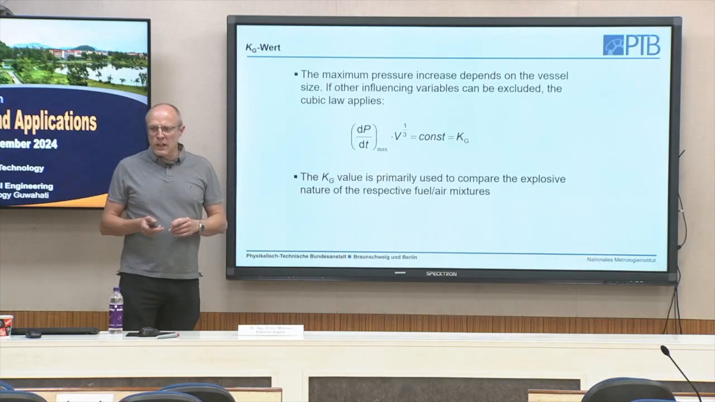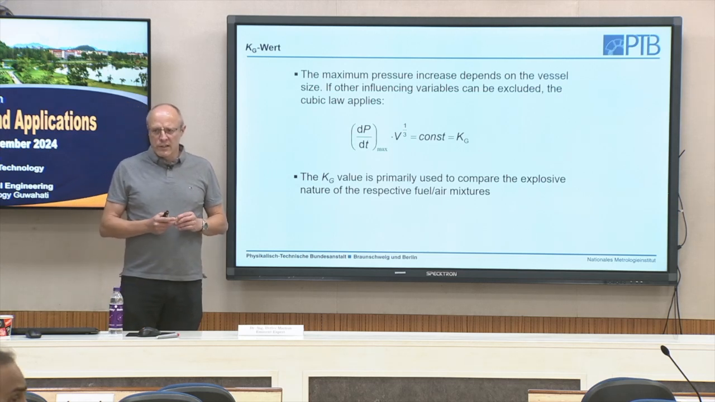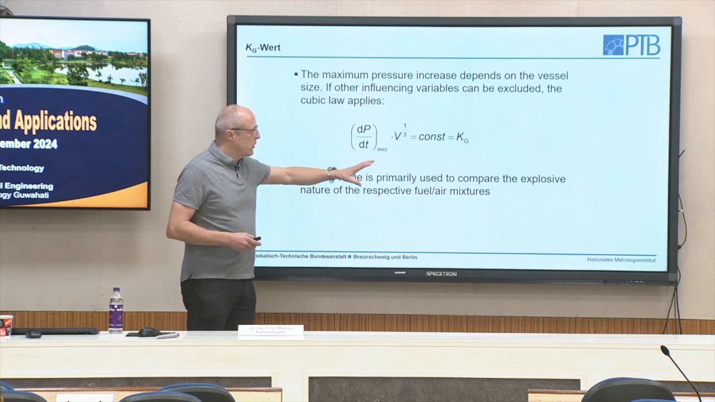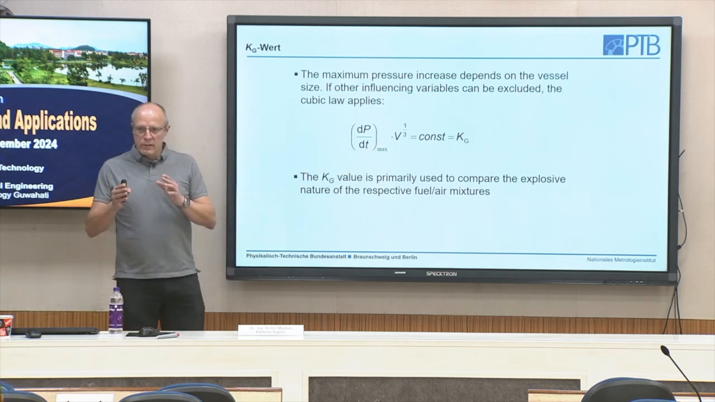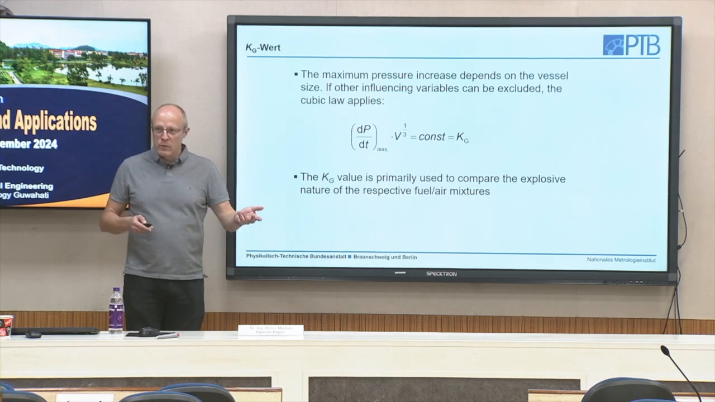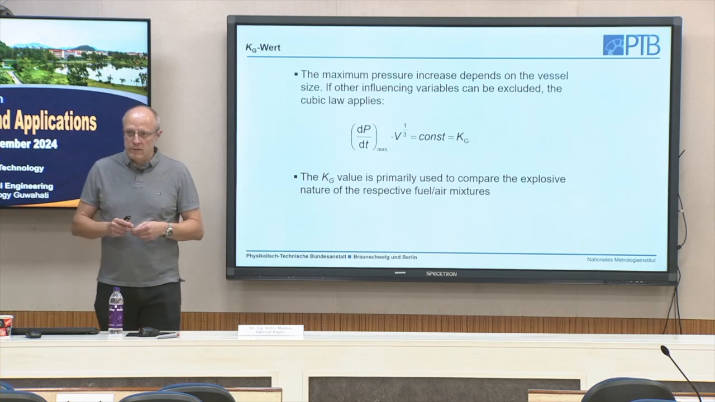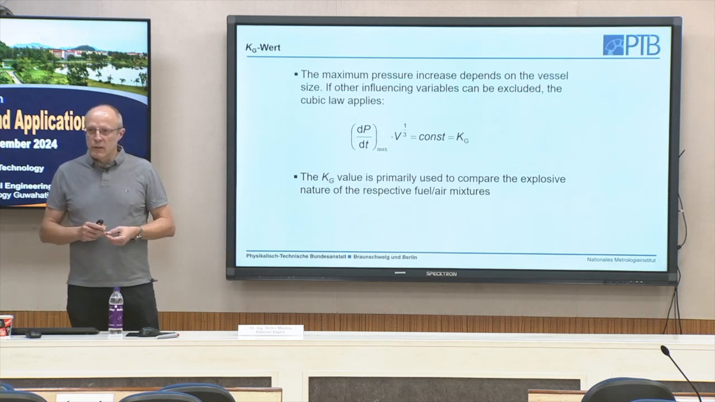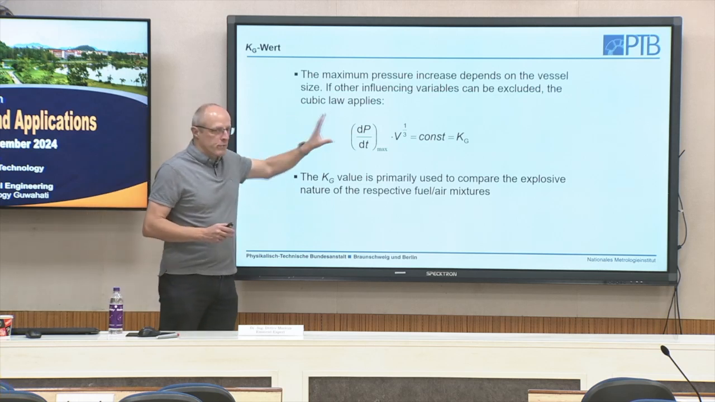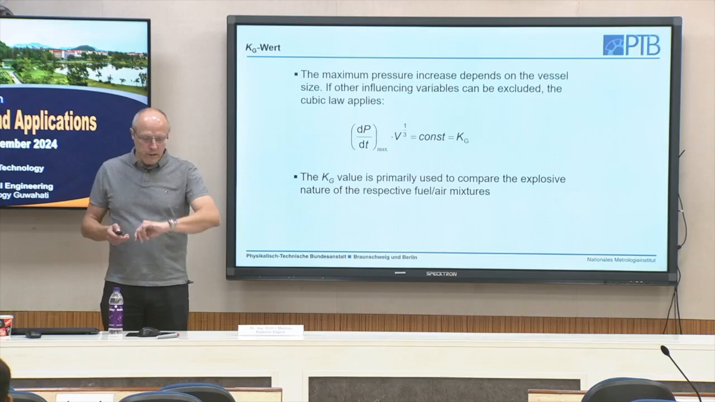This is sometimes tabulated. KG for gases is not so important, but you can find it in literature, and again it's used to compare different gases. The higher the KG value, the faster the pressure rise of this combustible, so the more dangerous it can be. This type of value is more prominent for dust explosions, which we'll see later on.